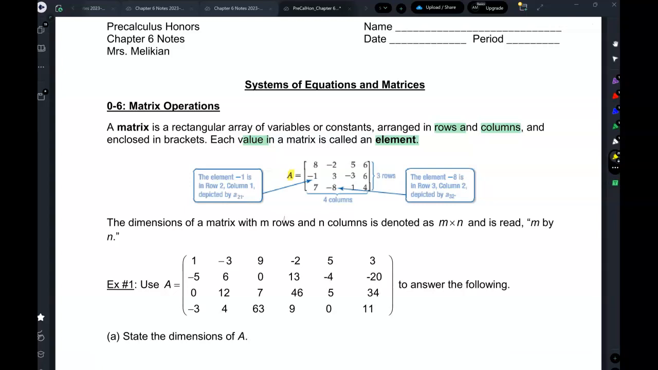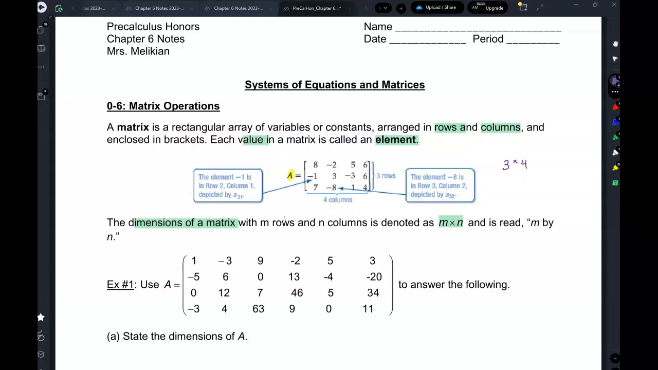Capital letter A. The dimensions of a matrix are basically the size of a matrix, but you give it by rows and columns. It's just like you would give the dimensions of a rectangle. You would say it's like 3 by 4. The dimensions of a matrix are the number of rows and columns, and we write it as m by n, and that's how we read it, m by n. So this matrix A above has 3 rows and 4 columns, so I say this is a 3 by 4 matrix.